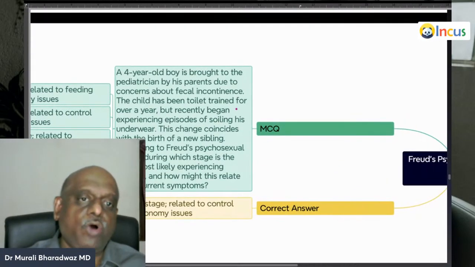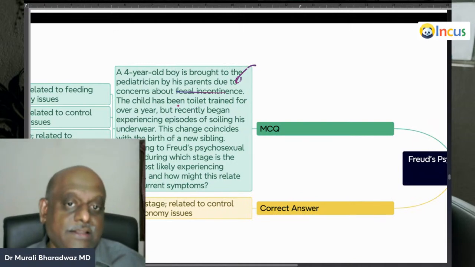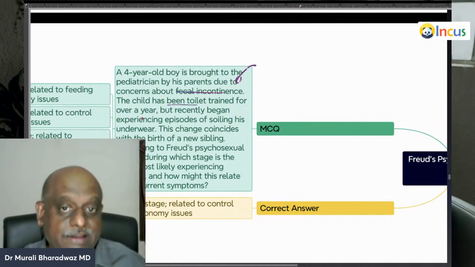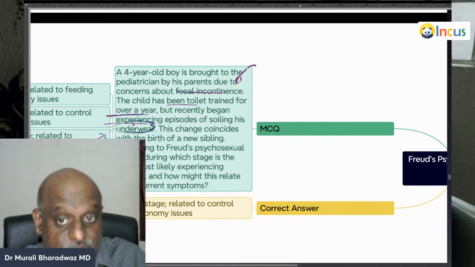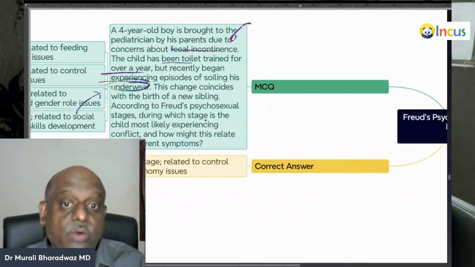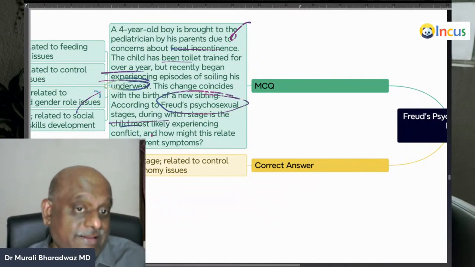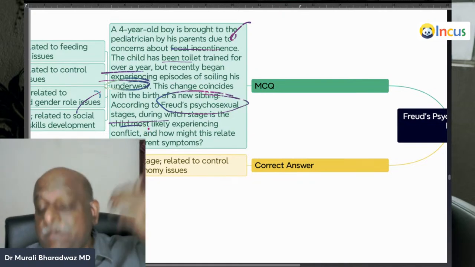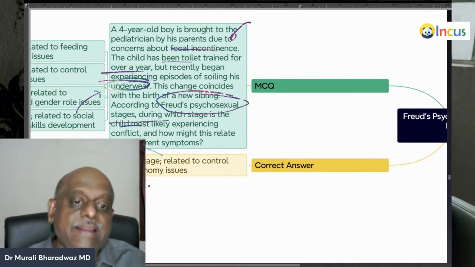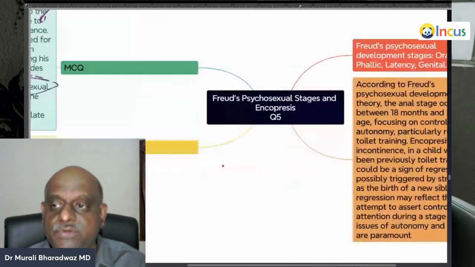A 4-year-old boy is being brought because of fecal incontinence. The child had been toilet trained for over a year but recently began experiencing episodes of soiling in his underwear. What is that psychosexual stage during which the child most likely experienced a conflict, and that is responsible for these episodes of soiling? It's called anal stage. It is related to control of the autonomy issues.